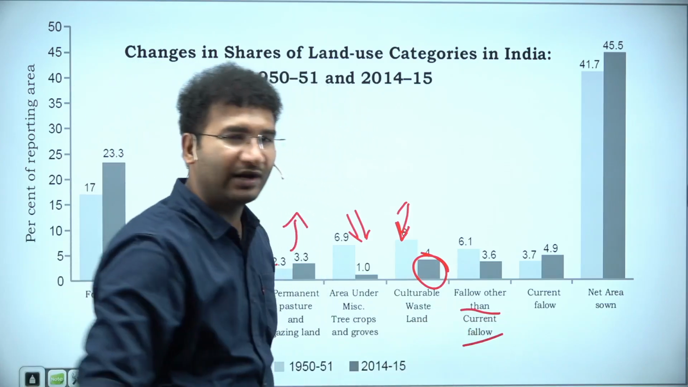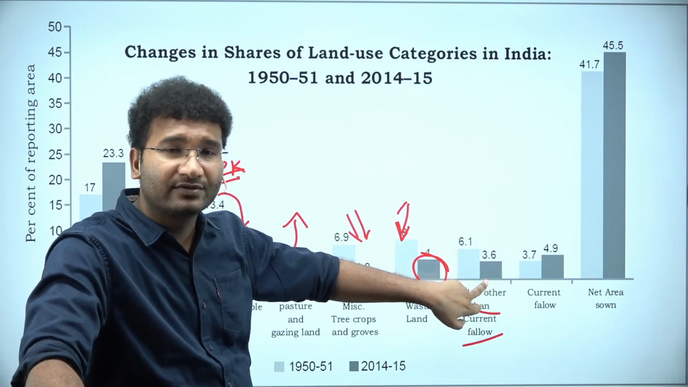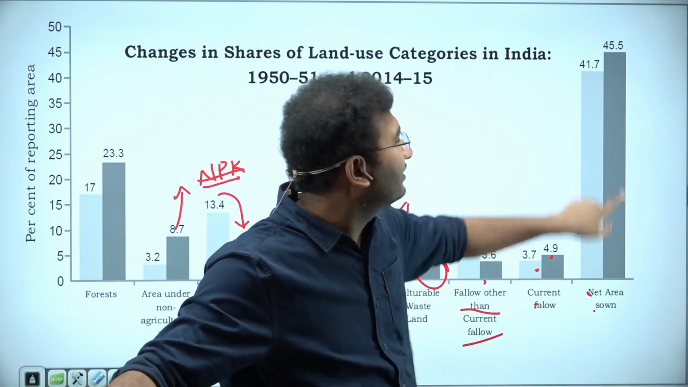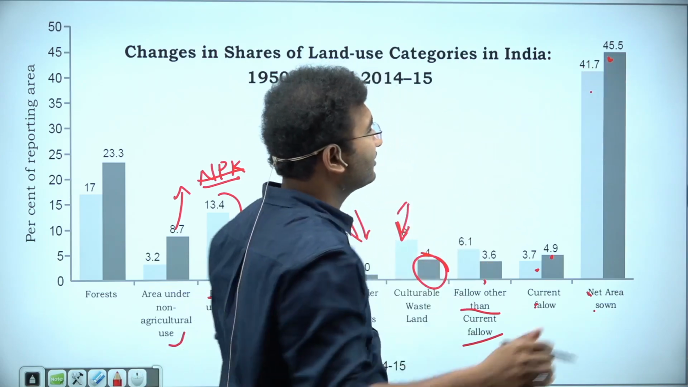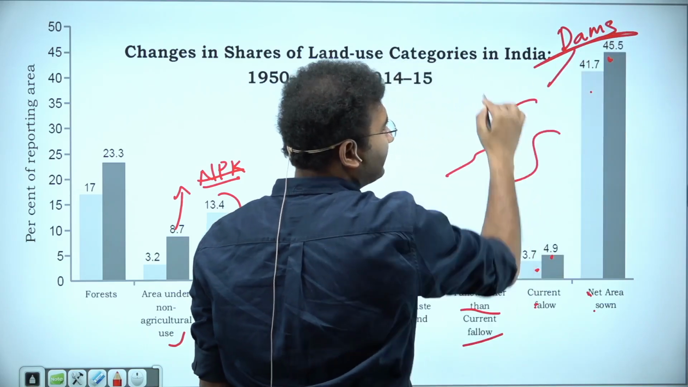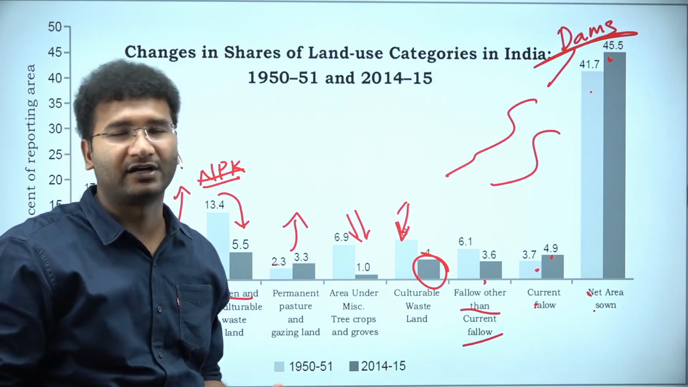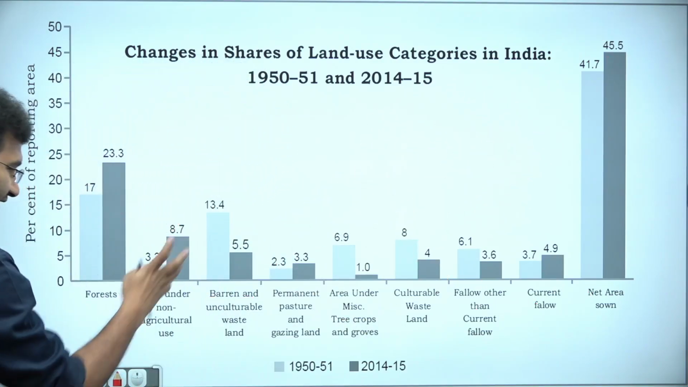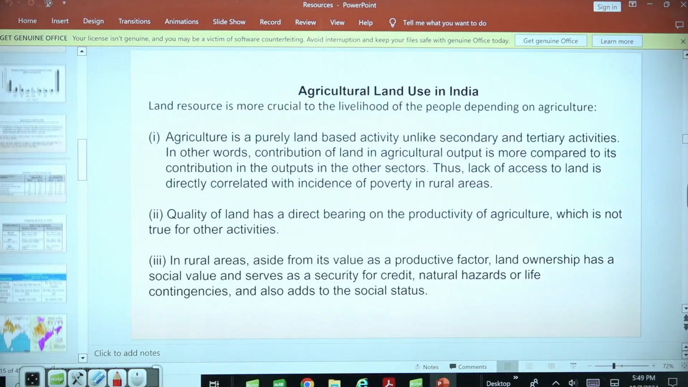Fallow other than current fallow land, that is 1 से लेकर 5 साल के बीच में जो land को vacant रखना, that also got reduced. Current fallow increased, current fallow land increased, and net sown area जो है हमने 41 से लेकर 45 तक पहुंचा दिया, because we came up with construction of dams. We went for dams, we went for irrigation facilities, drip irrigation. Even in those areas where cultivation is not possible, we are going for cultivation, right? Through irrigation facilities. So in totality, this is what you need to know with respect to land as a resource, right? Land as a resource, this is what you need to know.